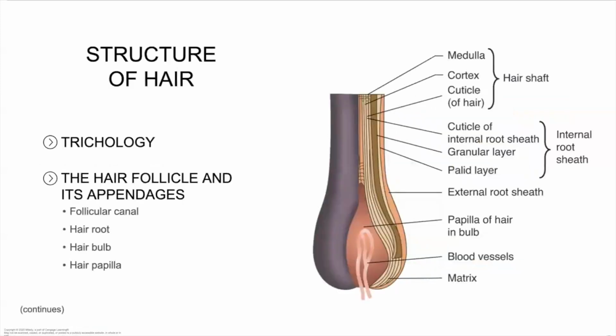So let's look at the structure of the hair. First, it's important to understand that the scientific study of hair and its diseases is called trichology. Understanding all aspects of the hair, including its structure, appendages, and types of hair found on the body, will help you suggest and provide the best hair removal services to your client. You have a hair follicle and all its appendages. The hair follicle is a mass of epidermal cells forming a small tube or canal that extends deep into the dermis.